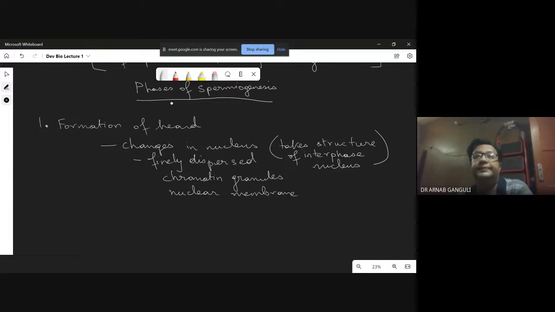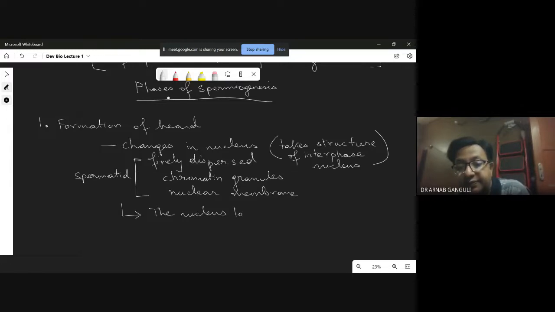Then this is actually in the spermatid. The sperm has not yet formed. Then the nucleus will lose some water. It loses water and will become closely packed in a small volume.